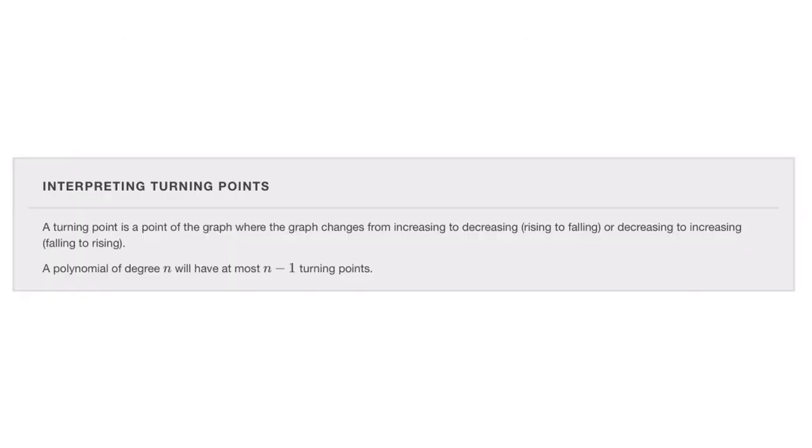That's fine. I'm just going to let that be for now. So a turning point is a point on the graph where the graph changes from increasing to decreasing or decreasing to increasing. A polynomial function of degree n will have at most n minus 1 turning points.